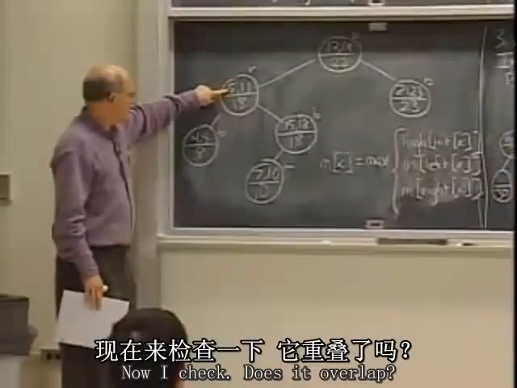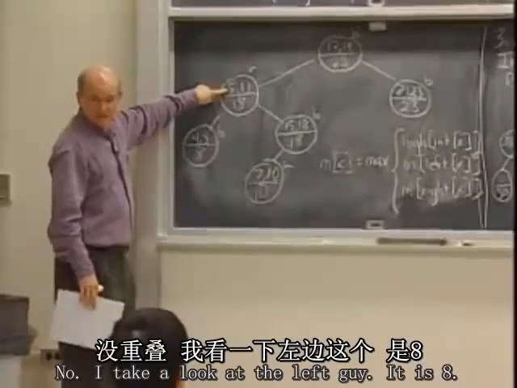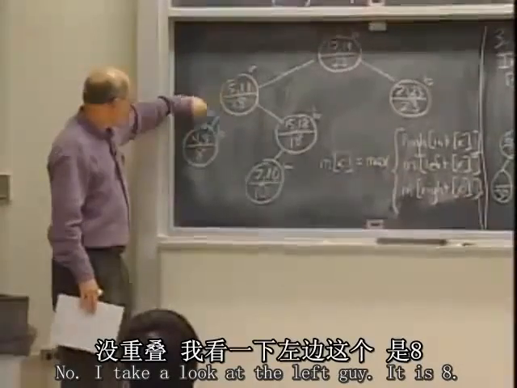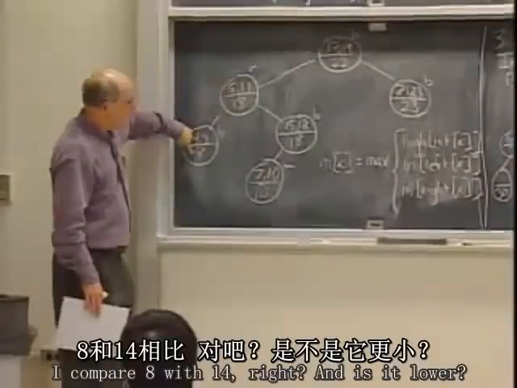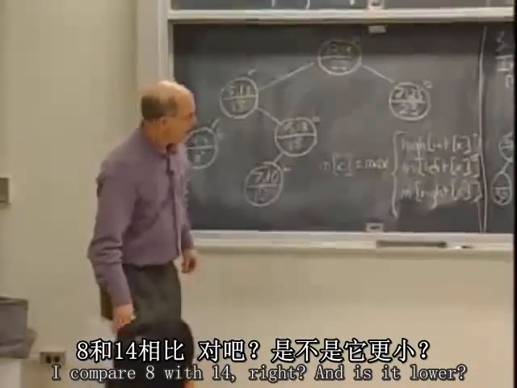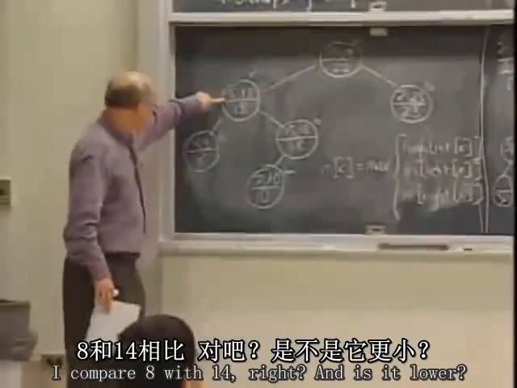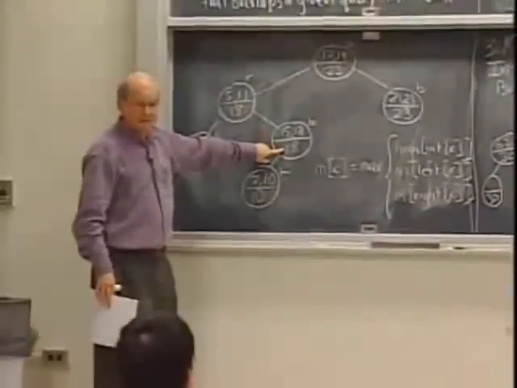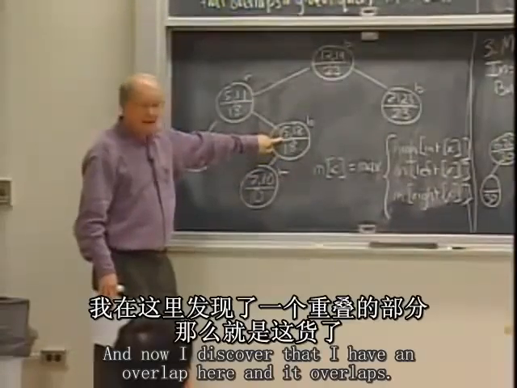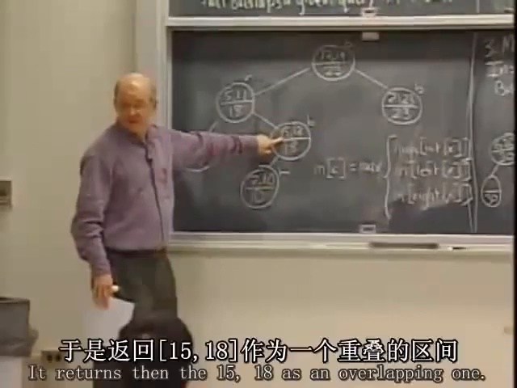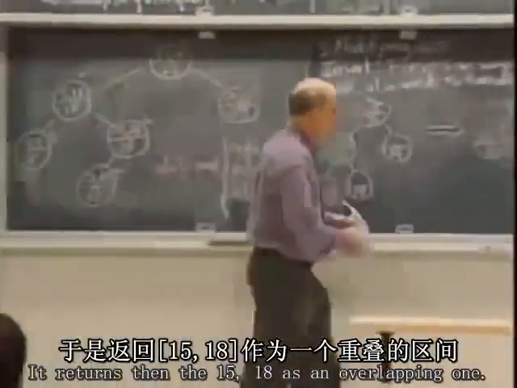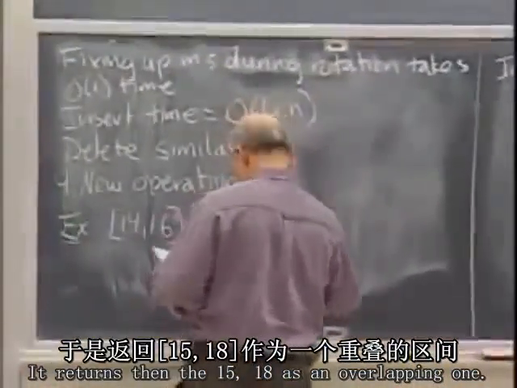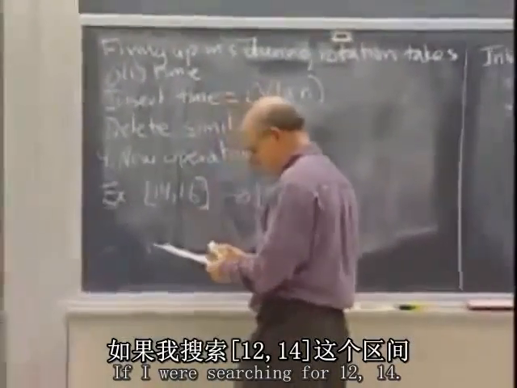Now I check, does it overlap? No. I take a look at the left child. I compare 8 with 14, and is it lower? No. So I go right. And now I discover that I have an overlap here. So it returns 15, 18 as an overlapping interval.